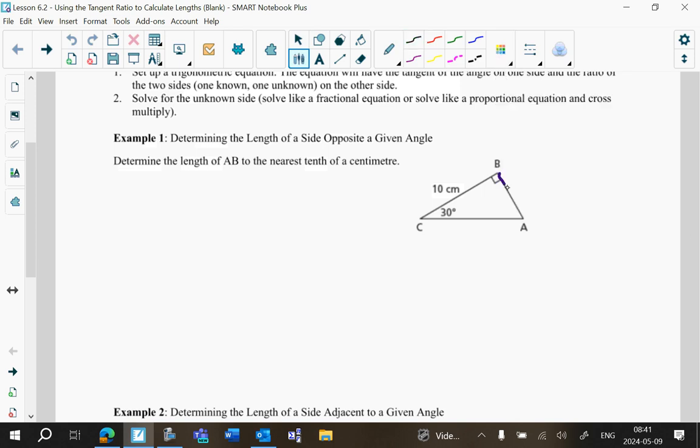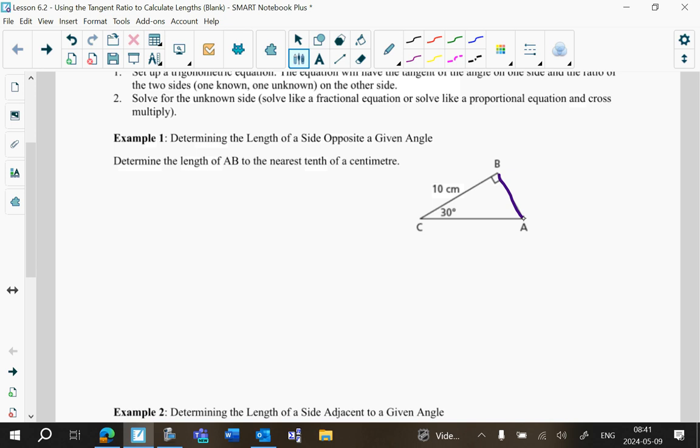This length here. We can't use Pythagoras. We can't use the sum of the angles is 180 degrees because we're asked to find the missing side. So we're going to have to use trig. We're going to have to use tan.